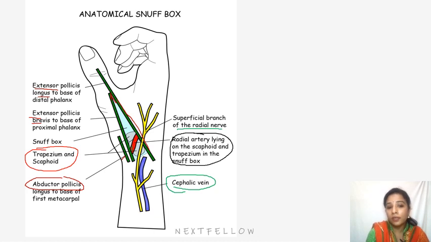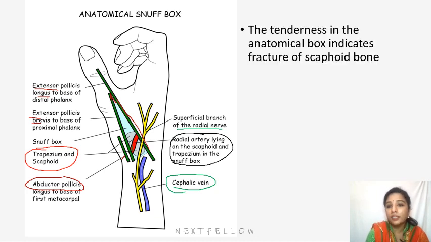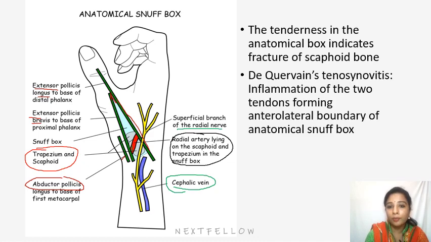In the floor, apart from these two bones, the wrist joint and the first carpometacarpal joint are also partly evident in this triangle. The superficial branch of the radial nerve is closely associated with extensor pollicis brevis. Tenderness in the anatomical snuff box indicates a fracture of the scaphoid bone.